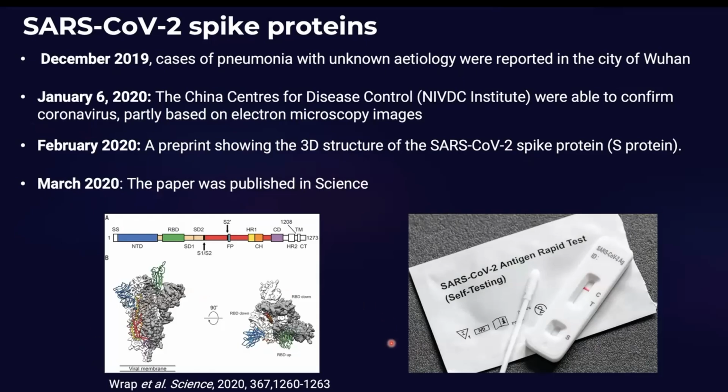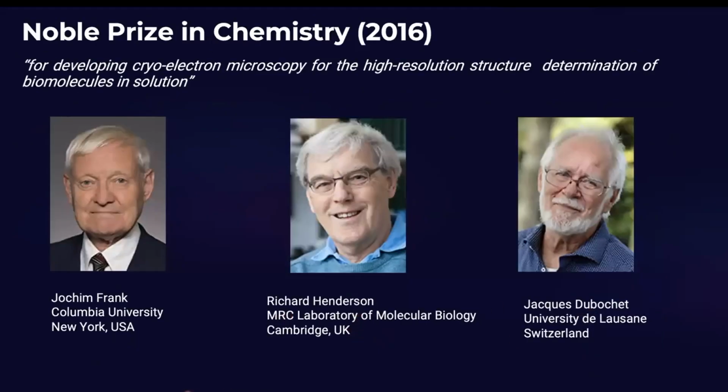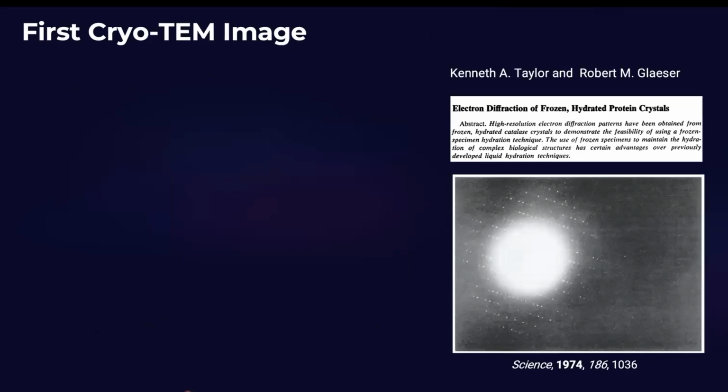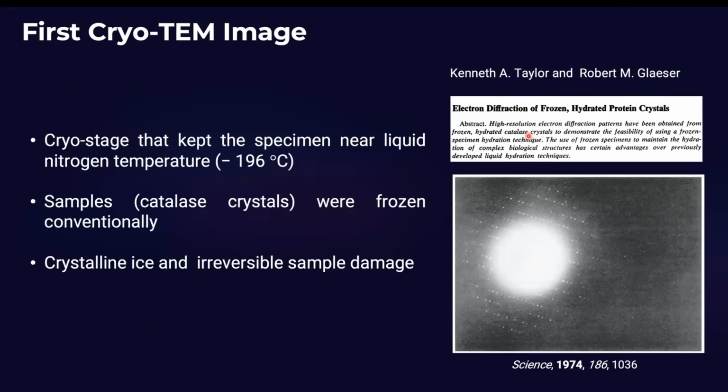This has to do with the three gentlemen here, Joachim Frank, Richard Henderson, and Jacques Dubochet. They have contributed in various aspects of three-dimensional structure solution. And what is cryo-TEM? The very first cryo-TEM was reported by Taylor and Glaeser in 1974. They used the same specimen chamber, but using liquid nitrogen, and they used the most standard catalase crystals, frozen conventionally. Unfortunately, they got a lot of ice crystals, but still it was the first cryo-TEM image, and what they have shown here is a diffraction pattern.